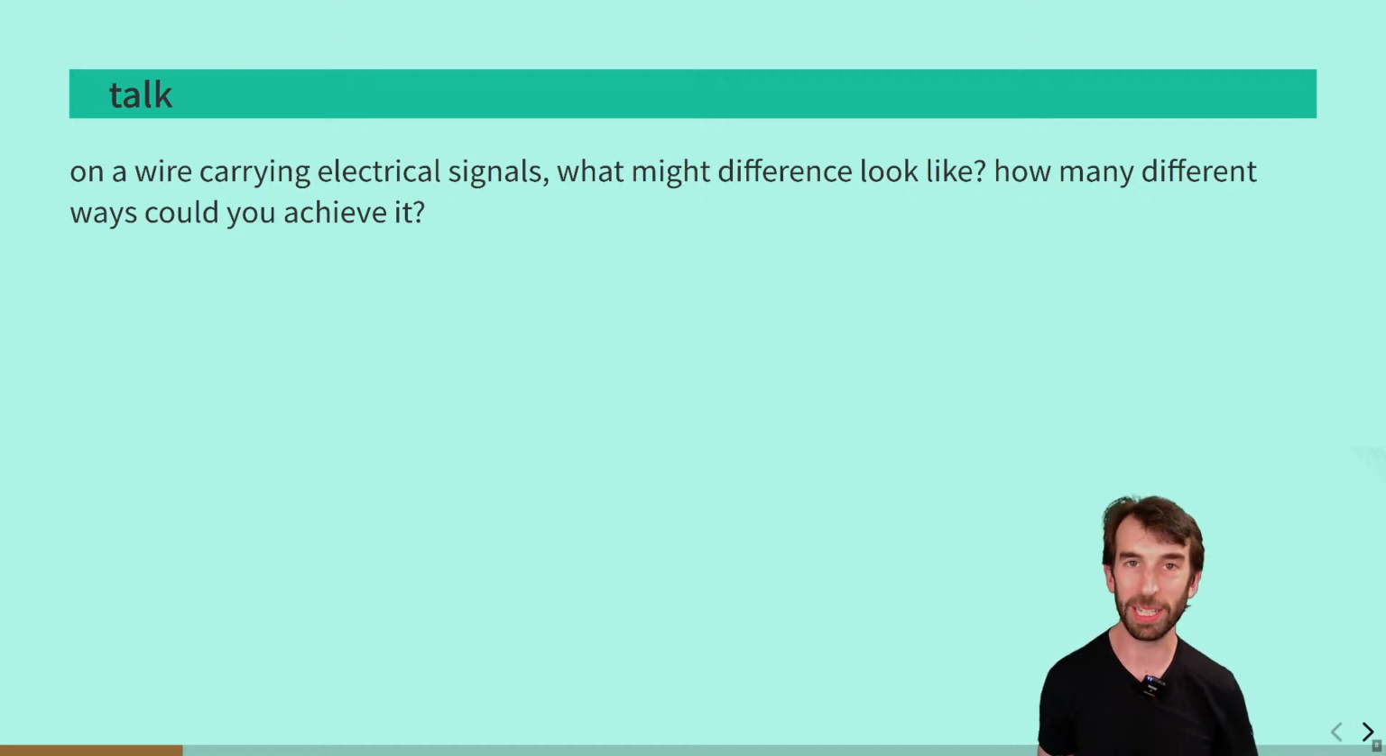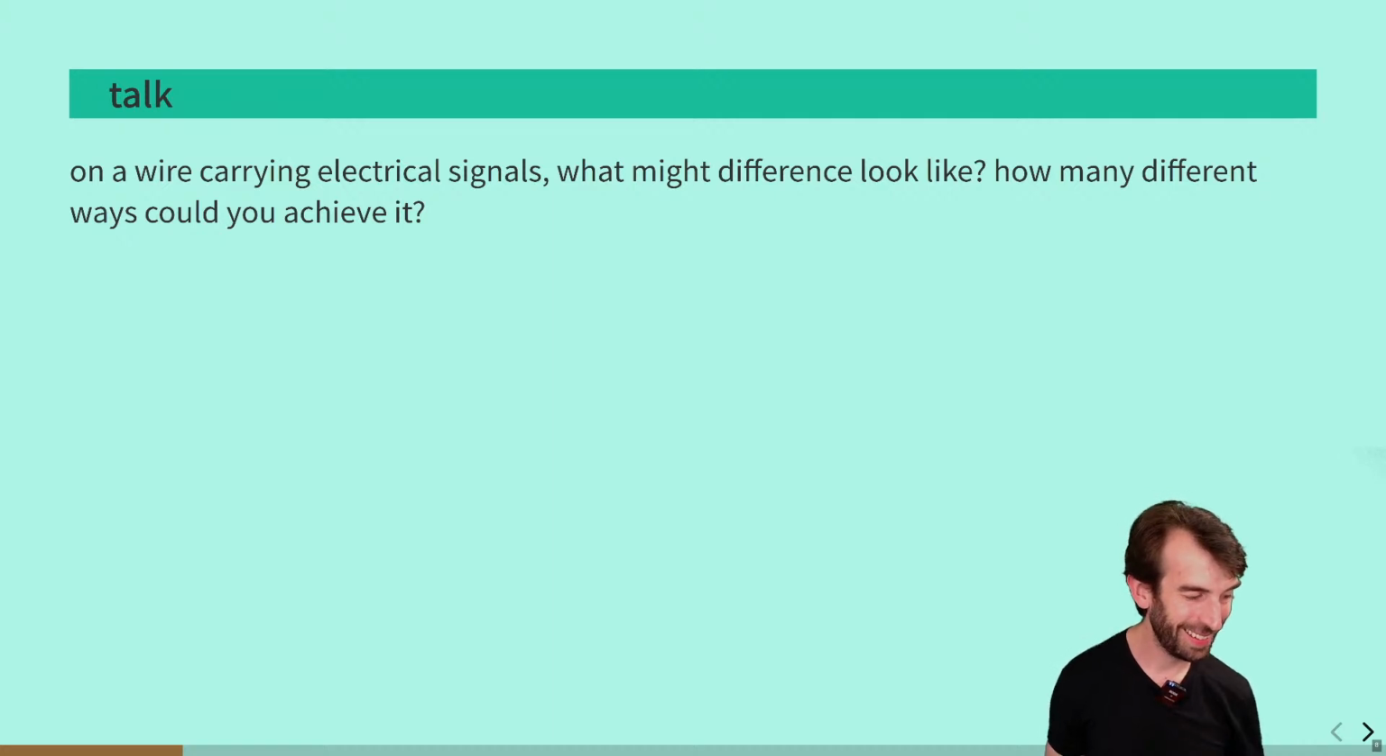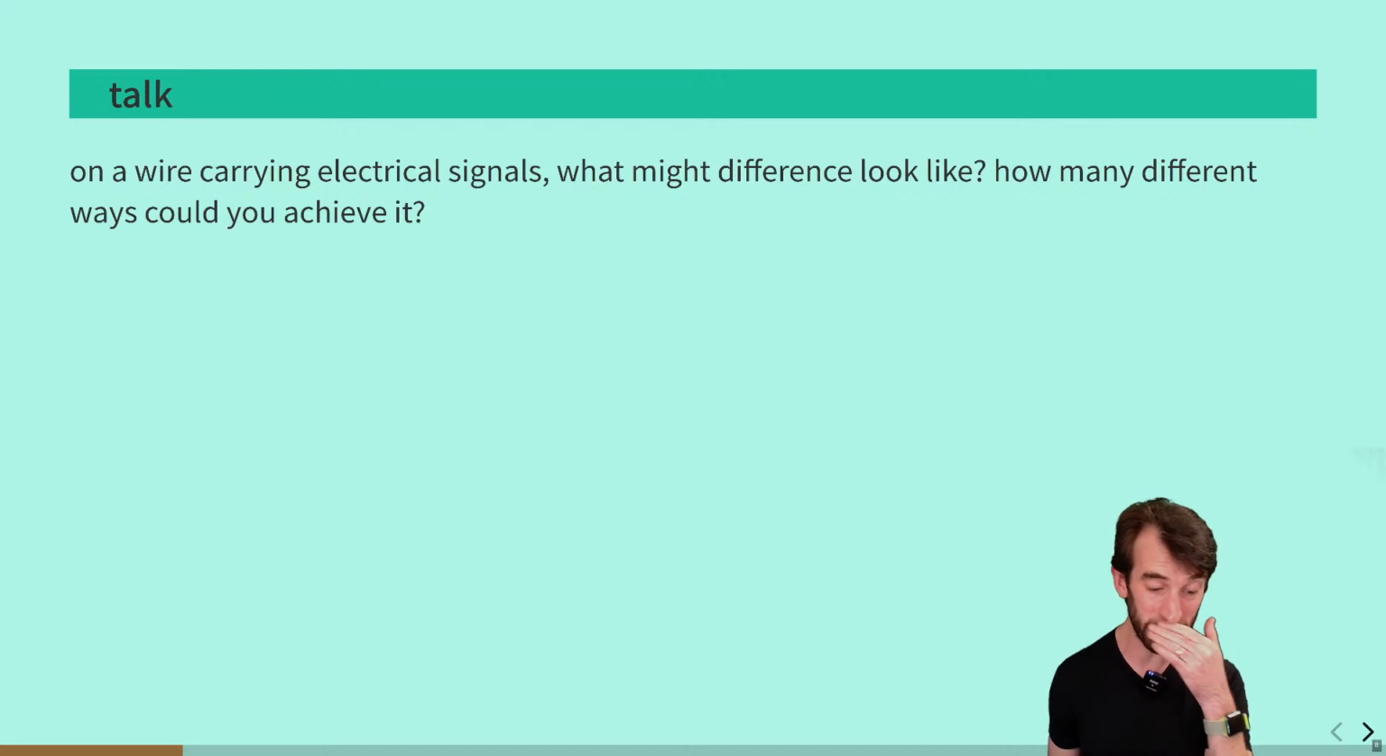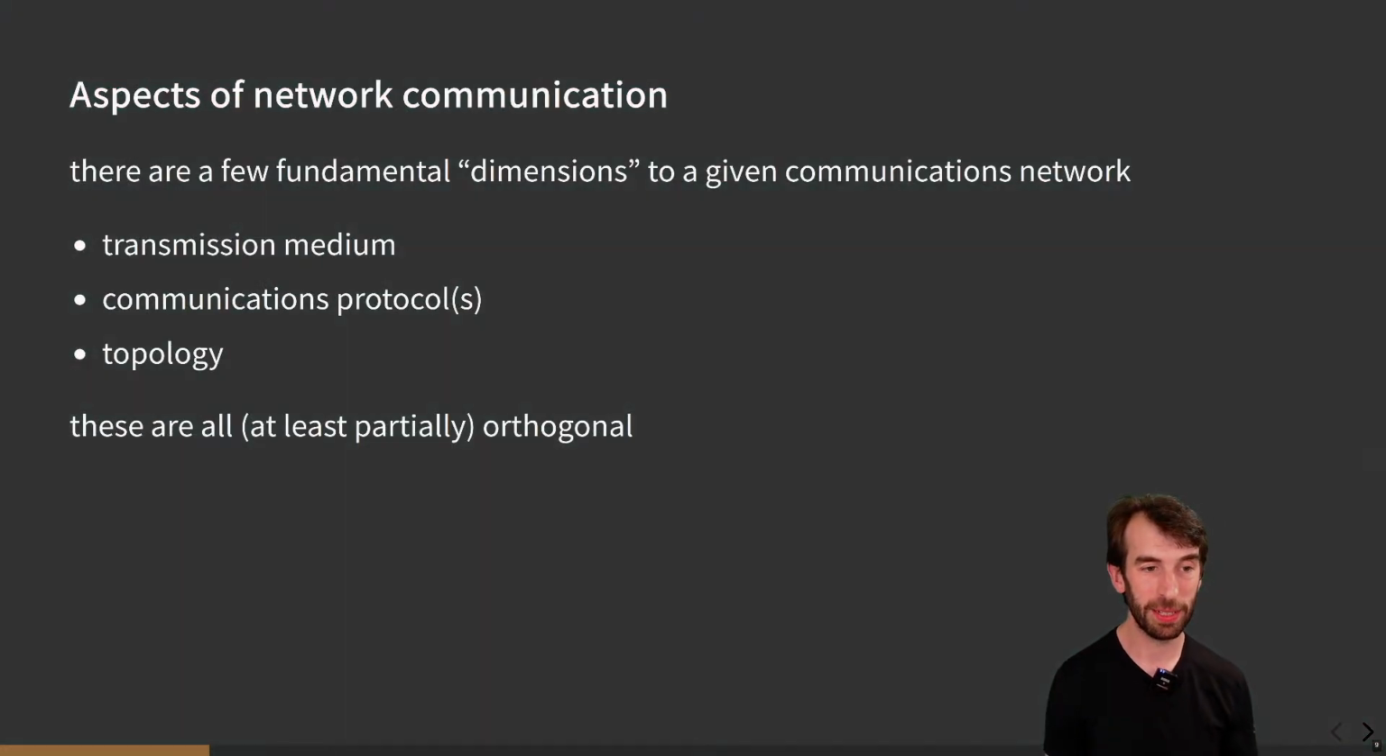Someone, don't all answer at once, but someone volunteer an answer for me in Teams. How many different ways can we achieve the concept of difference in electrical signals? I'll wait. There's no one volunteering one right now. I guess the bunch of you watching on YouTube now are too shy for the moment.